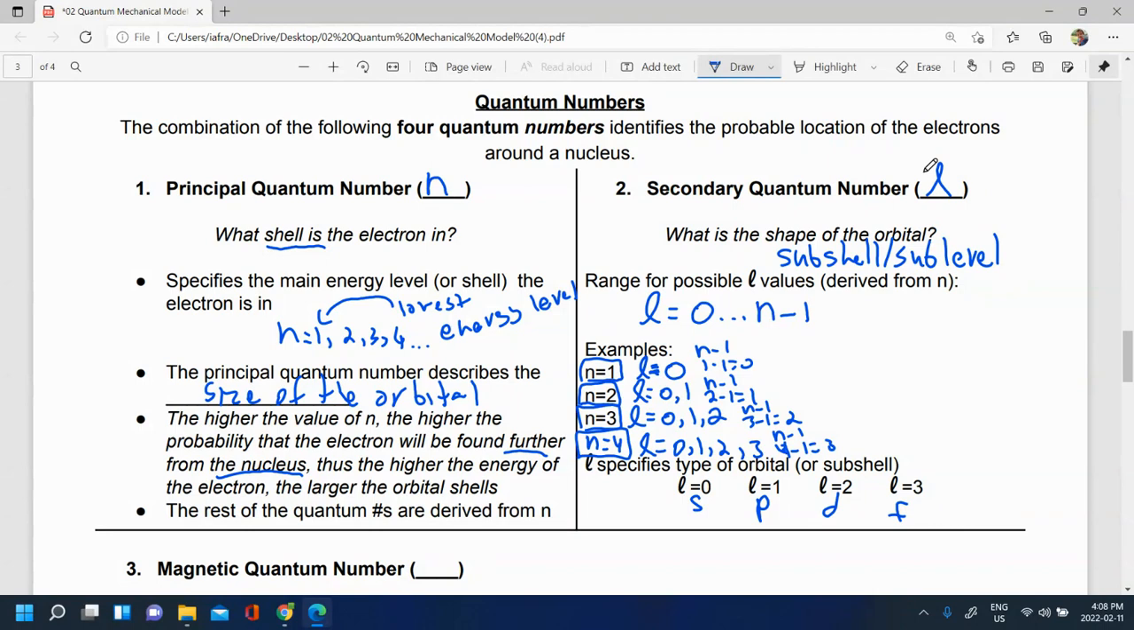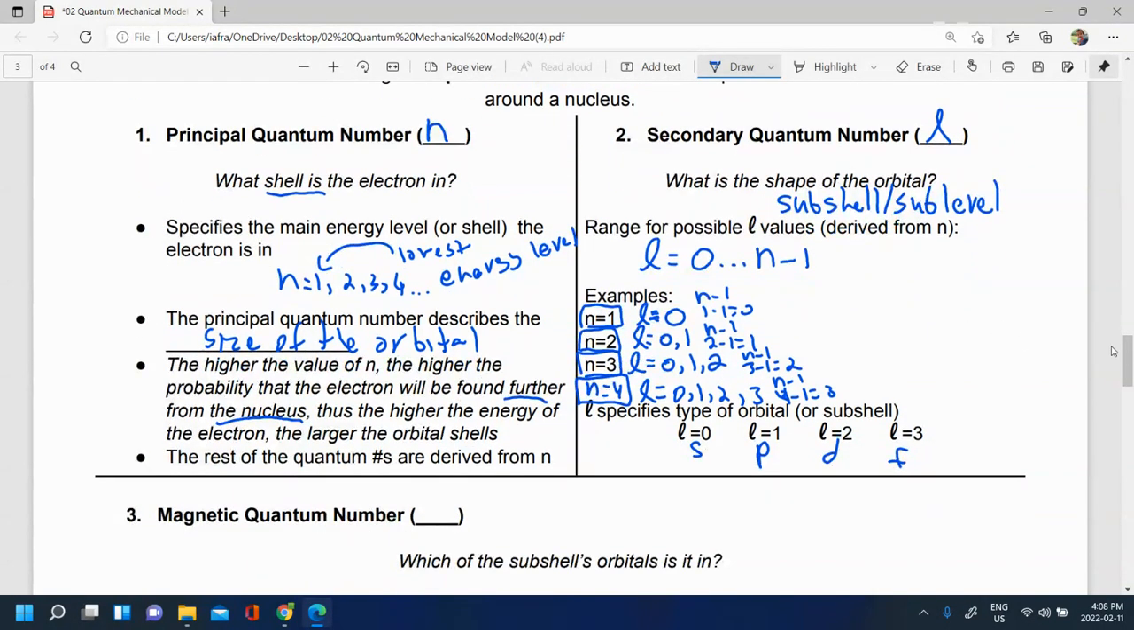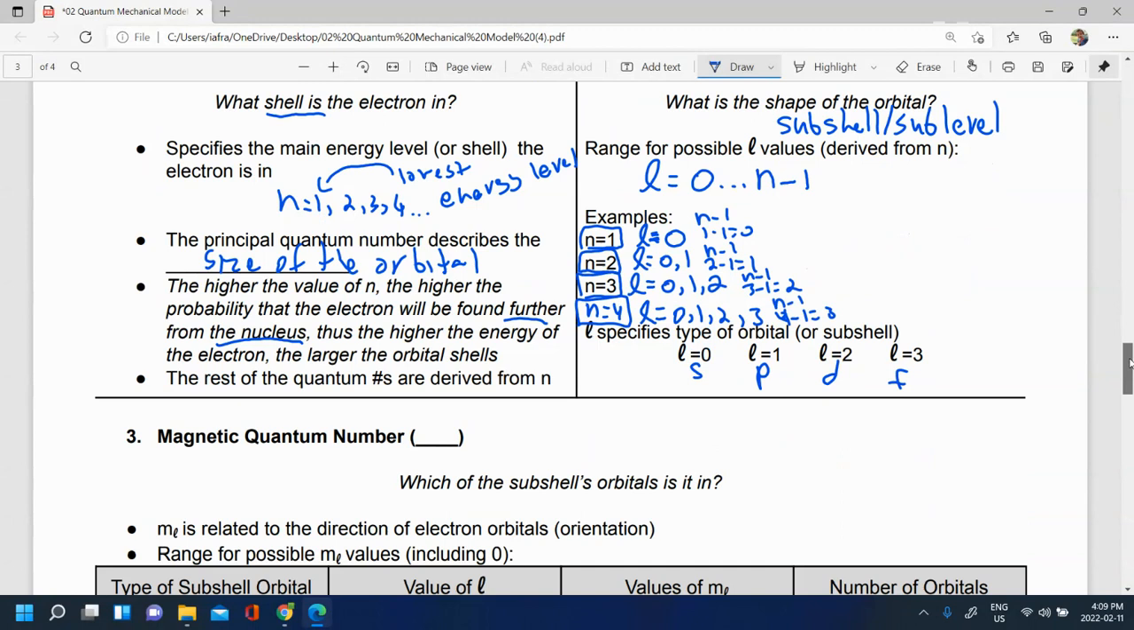We're getting more specific with where our electron is. So the principal quantum number is like saying, I'm on Earth. The secondary quantum number is like saying, well, where on Earth? In Canada, maybe. So I'm zooming in a bit more. But we could get more information. This is still a bit general. We can actually zoom in a little bit more to find out some more information about our electron.